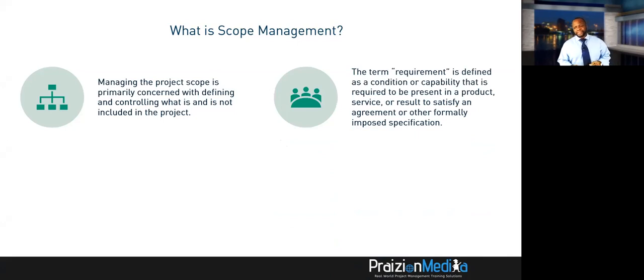The term requirement is defined as a condition or capability that is required to be present in a product, service, or result to satisfy an agreement or other formally imposed specification. So you need to be asking, how do I find all the requirements? How do I know my client wants a red beverage? Because they said so, which means I need to do everything possible to ensure that that beverage ends up being red. If it ends up being orange, scope has not been met, because scope is two things.